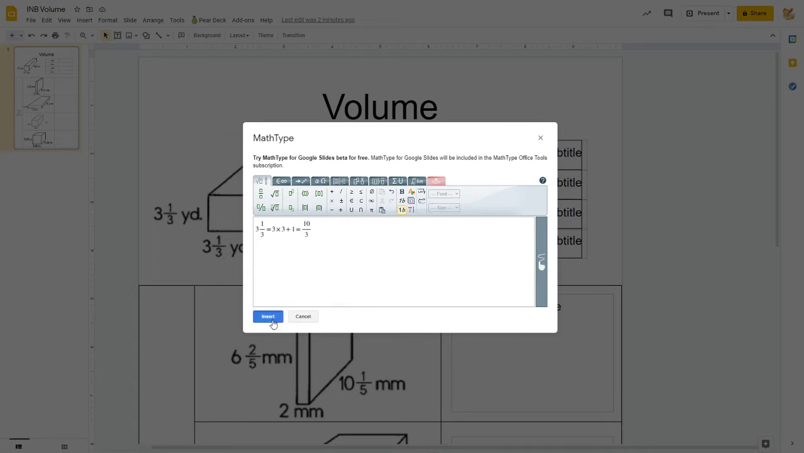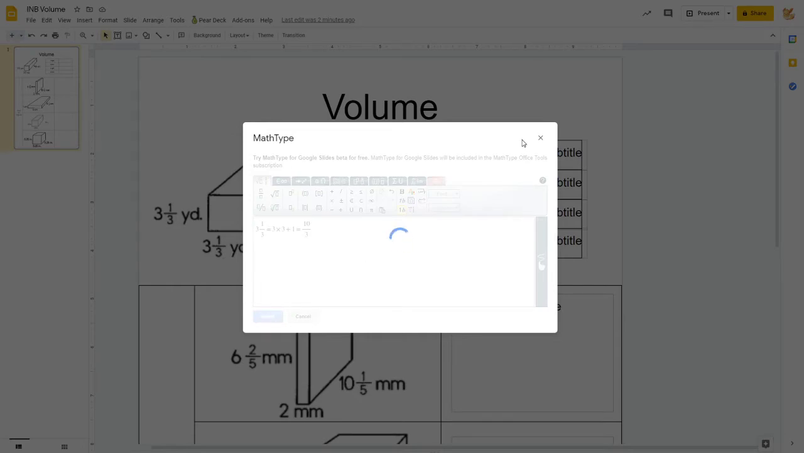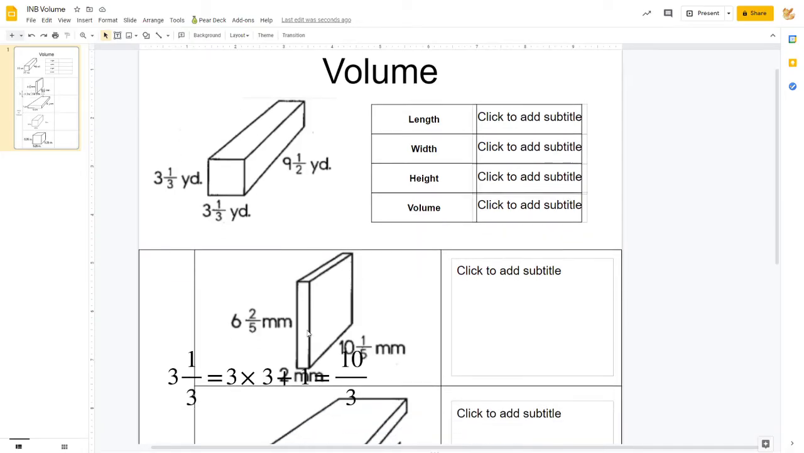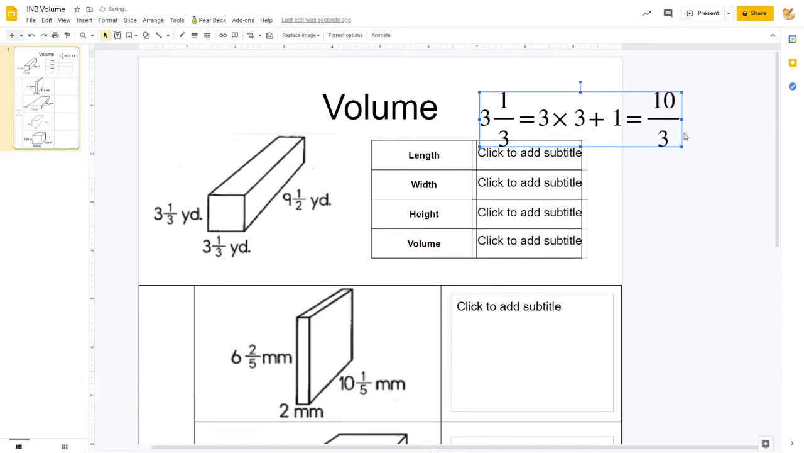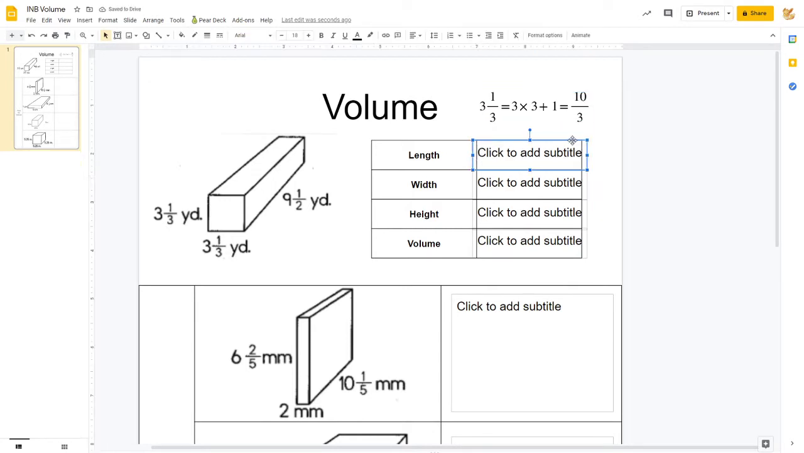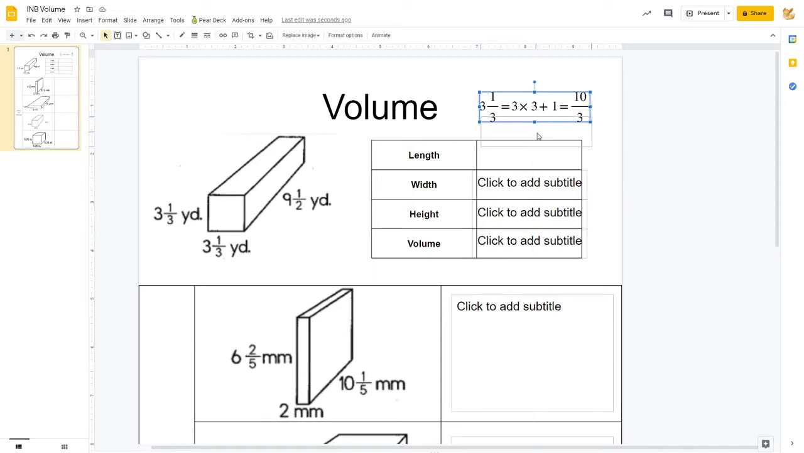So I'm going to insert that. Let's see where it pops up. Here it is. Okay, so that's not where I want it to be, so I'm going to make it a little tinier. Awesome, it changes that as well. I do have a box here that I could have used, but I'm going to just move this down here, squeeze it a little more, and there we go.